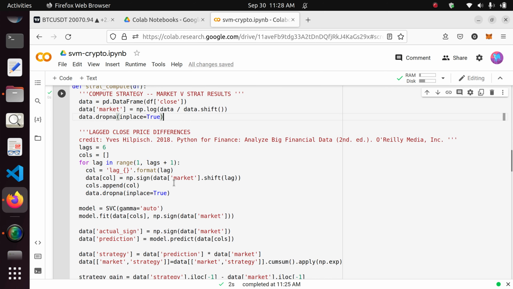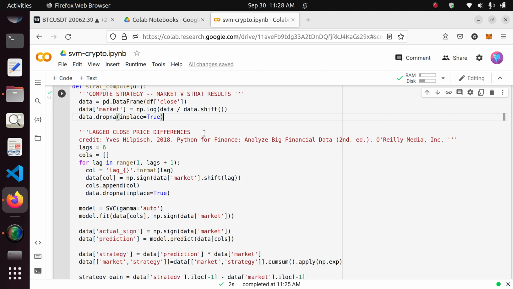And this is actually the lag close price differences, which are the data that needs to be made to do the vector classification. Now, this will require understanding of both vector classification with SVM, as well as really what lag close price differences are.